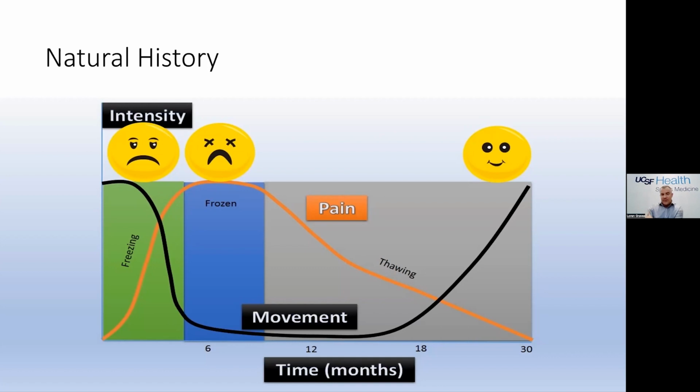The natural history of this is that you have three phases. You have a freezing phase where the shoulder is getting worse and worse and worse. A frozen phase where it doesn't really hurt, but you can't move. And then this long thawing phase. And I think the pain part of this is kind of non-specific because patients hurt all the time during this.